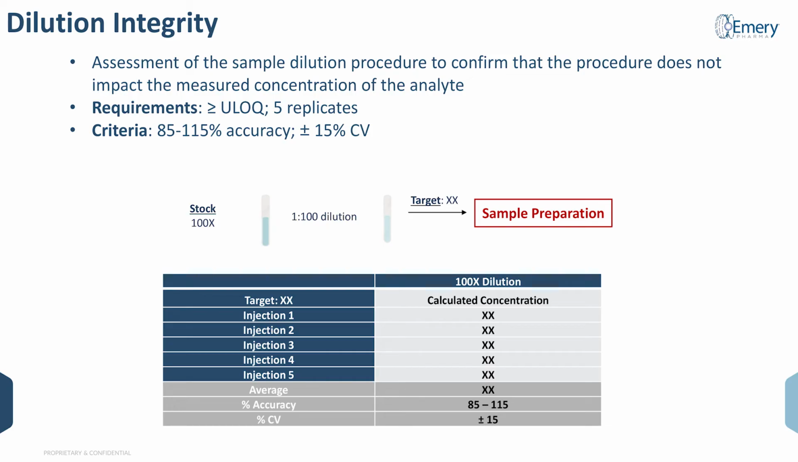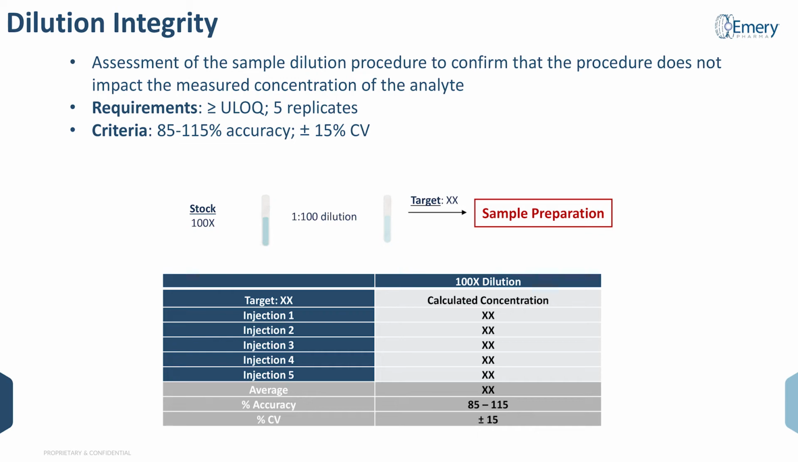In order to determine that, you actually do a dilution integrity study where you apply the same procedure of the analyte, but you just dilute the sample and make sure that you have the following criteria: 85 to 115% accuracy and 15% standard deviation over the mean, defined as percent CV. 5 replicates are required, and you must start with a concentration above the highest concentration in your standard curve in order to do the dilution.